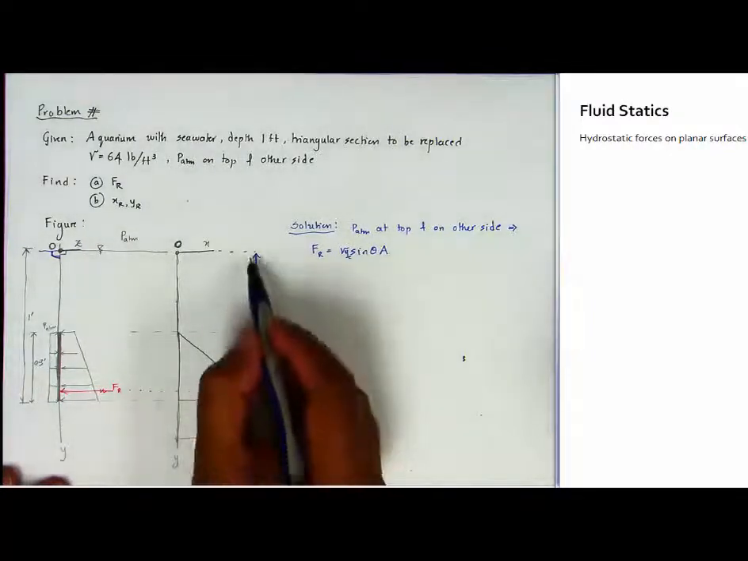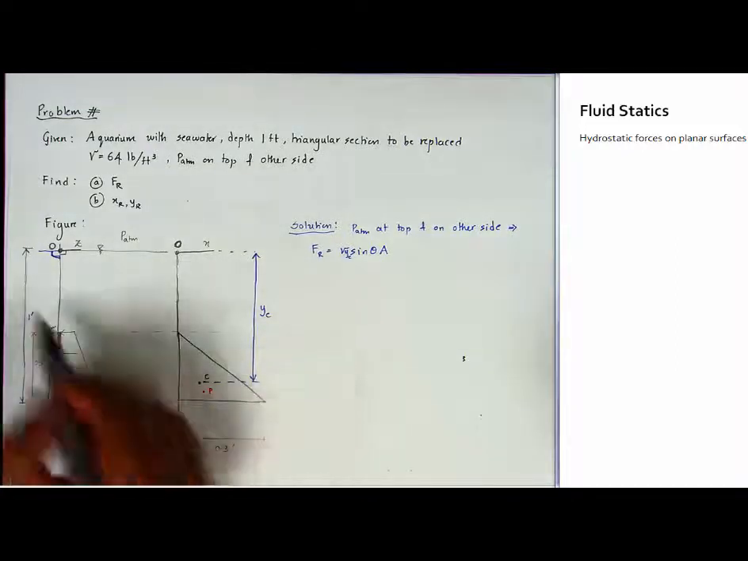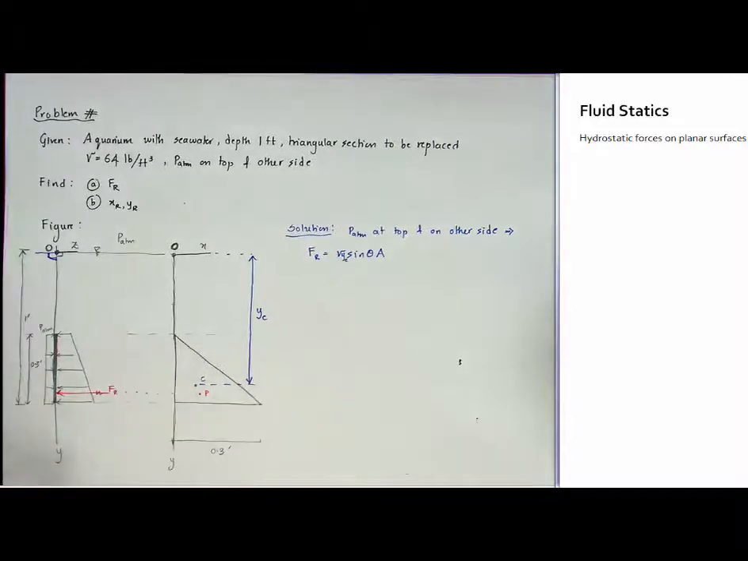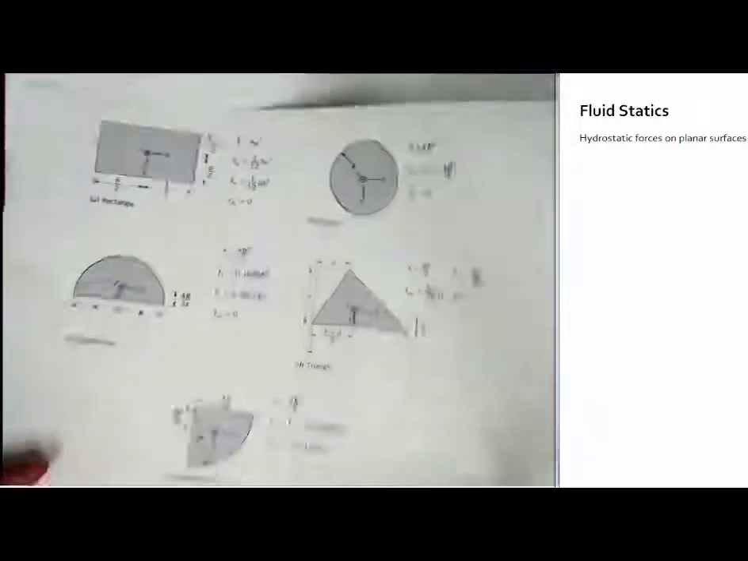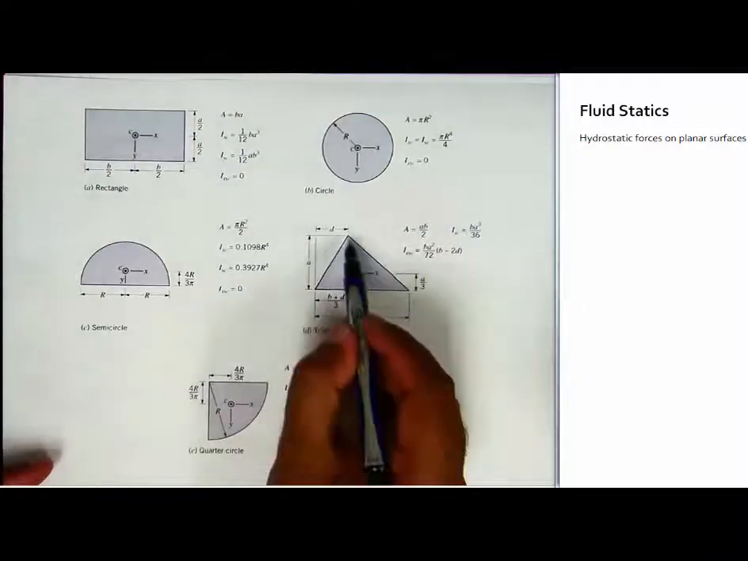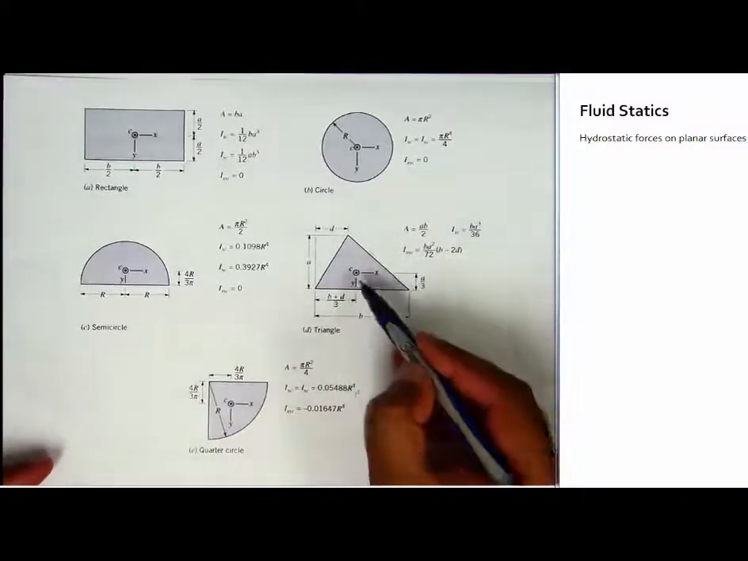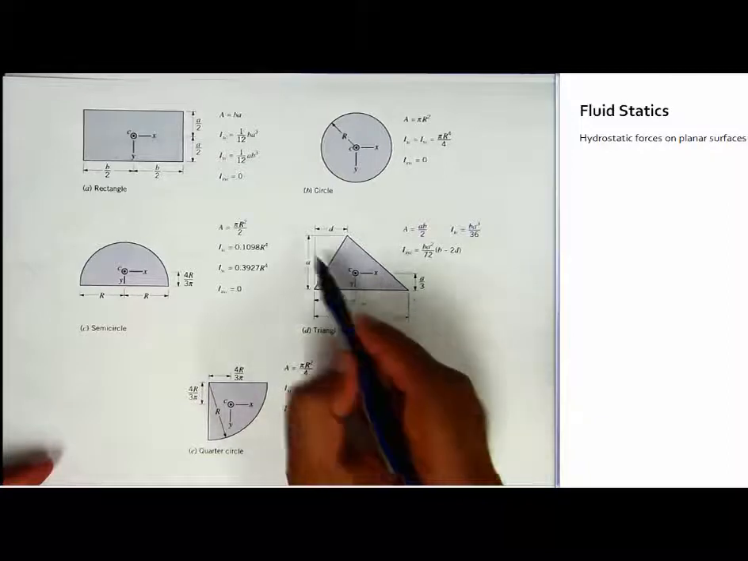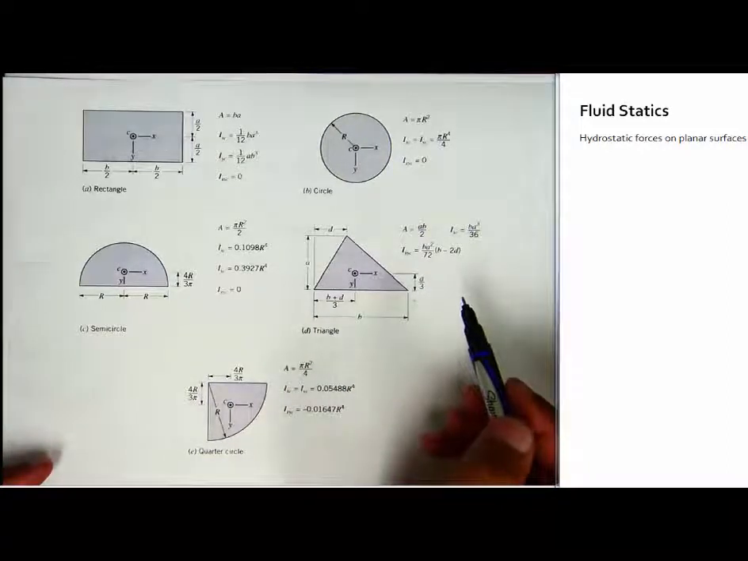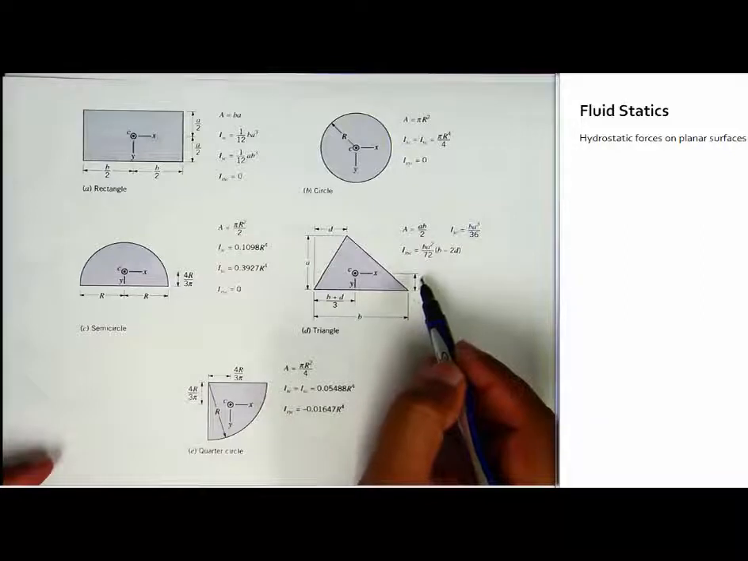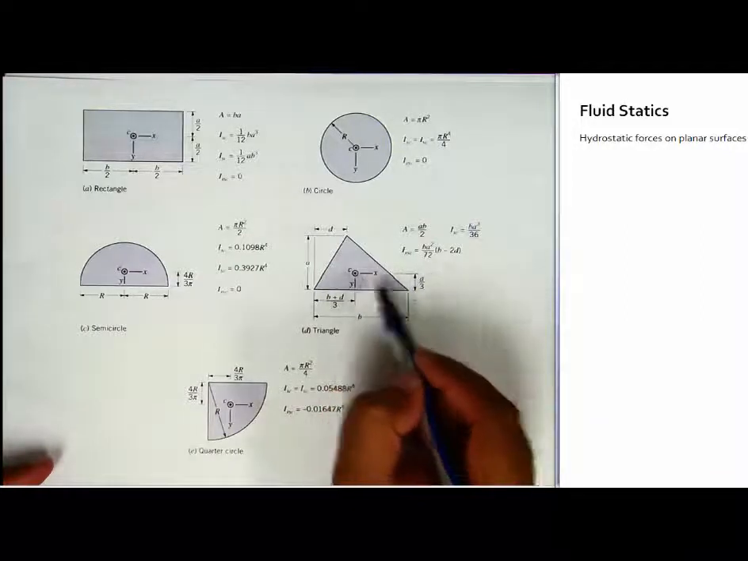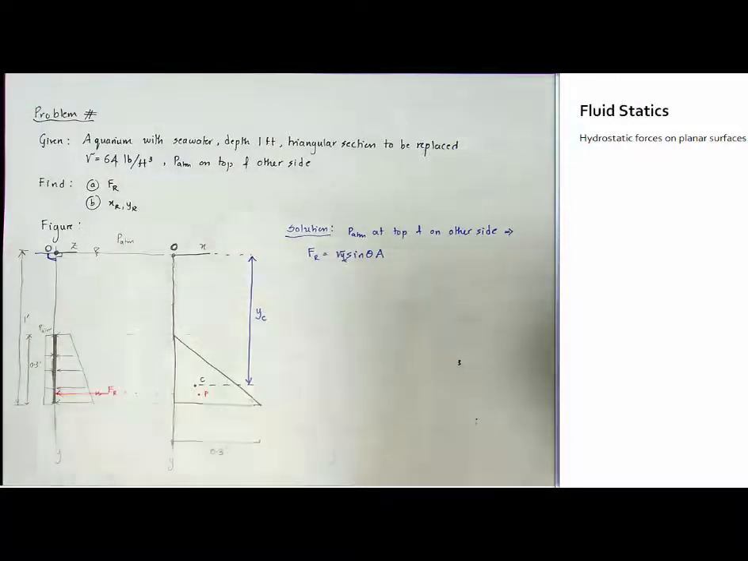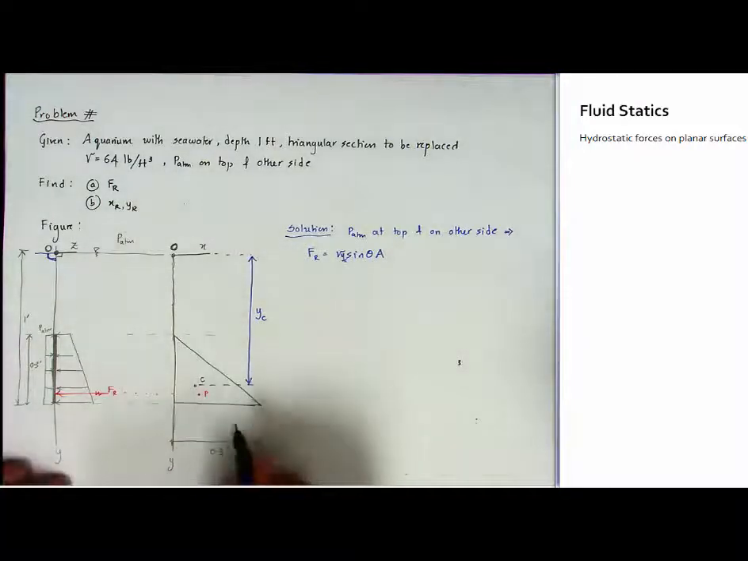So what is YC? YC is this. We know this whole thing is 1 feet. I have to subtract this distance to get YC. Well, for any arbitrary triangle like this, you can see out here that the centroid is A by 3 from the bottom, where A is the height of the triangle. And this you should actually typically know.